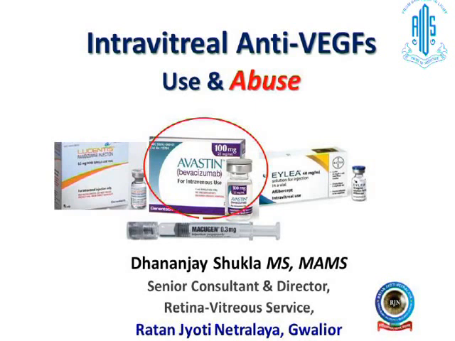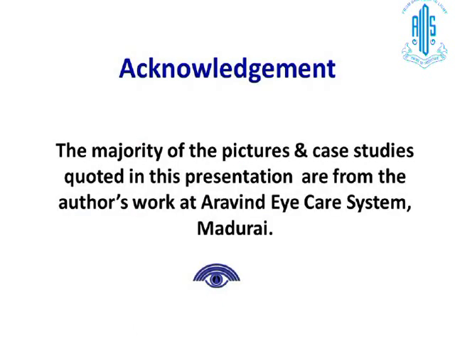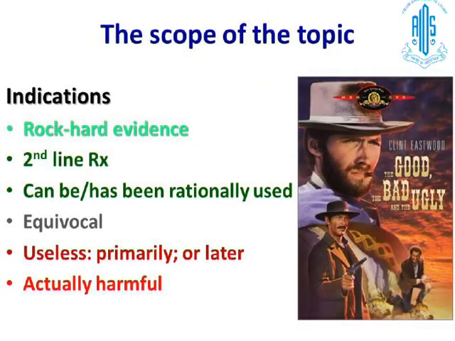A lot of my slides will be overlapping with the previous speakers by necessity, so I will be skipping over them. Most of the pictures and case studies belong to my work in Irvine and some in private practice. As for the scope of the topic, the indications are rock hard evidence, which Dr. Annie has discussed. For the second line treatment, I'll be discussing the cases where it can be and has been rationally used, the equivocal cases, the cases where Avastin is useless, either primarily or becomes useless, and where it is actually harmful. That is the good, the bad, and the ugly.